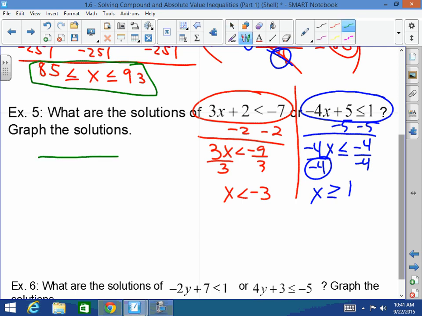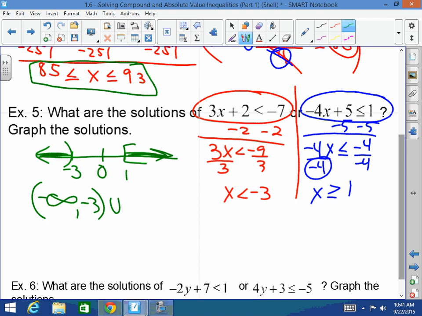So let's graph it. So my negative 3, here's my 1, less than 3, parentheses to the left. Greater than or equal to 1, to the right. How would I write this as interval notation? Negative infinity to negative 3 in union with 1 to positive infinity. Does that make sense, gentlemen?